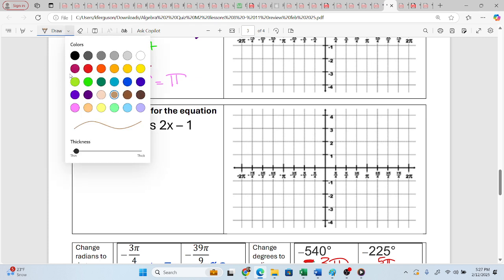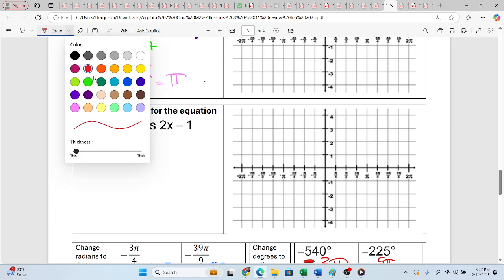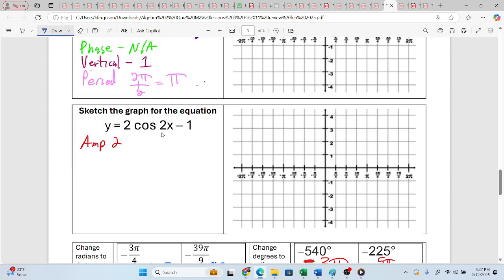So what is my amplitude for this cosine graph? My amplitude is 2, so it's going to be 2 high. Next, my frequency. My frequency is 2.